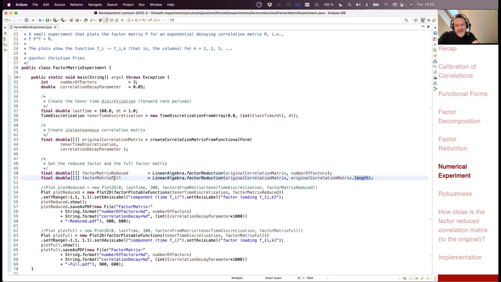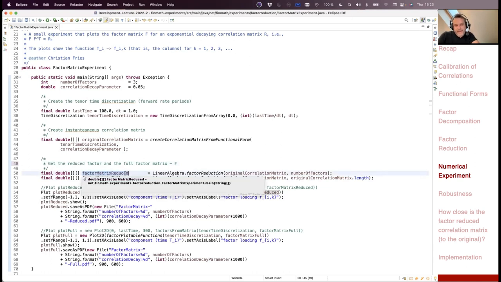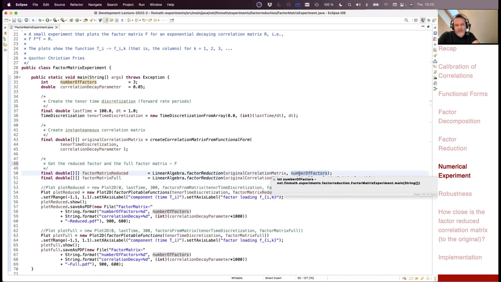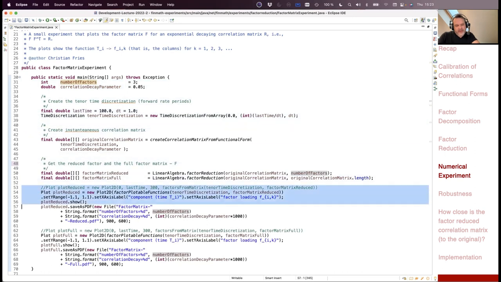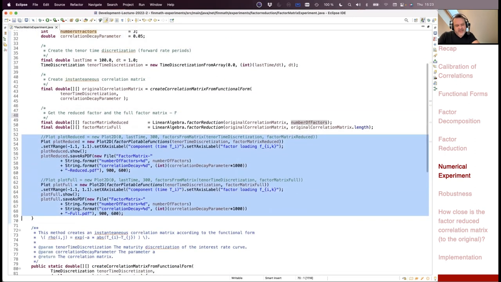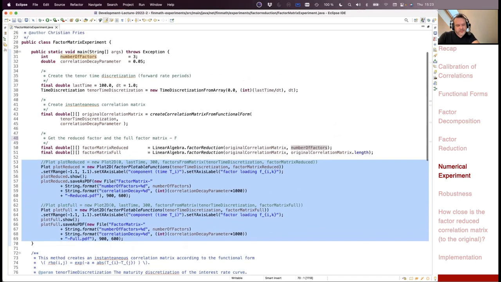So this here is my n times n matrix. So this is the F. Yeah, so these are the matrix F here. And this here is the reduced matrix, my F superscript R. So this is my N times M matrix. The number of factors is specified here. So there are here two small parameters I can play with, and we will see a plot of both matrices. So there is some code here that plots this, and that's it.